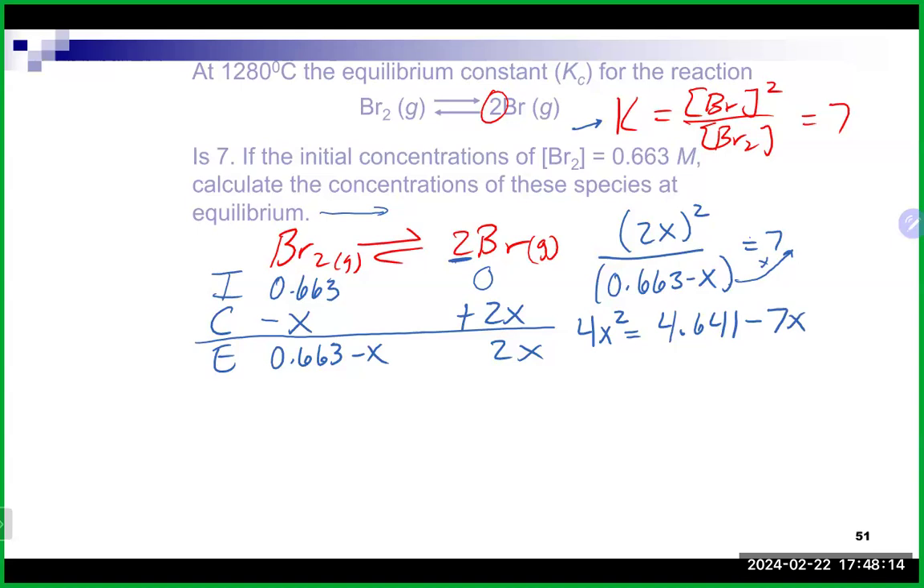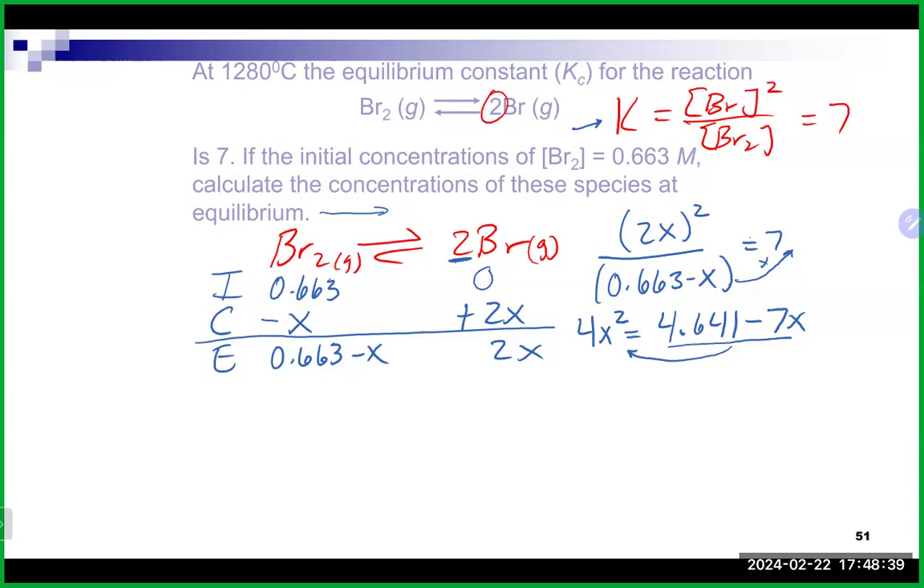So typically what we want to do is move everybody to the same side of the equal sign and set it equal to 0. It truly doesn't matter which way you go, but most people will keep the x squared positive. So with that being said, I'm going to take everything on this side and move it to the other side, which means I'm going to subtract the 4.641 and add the 7x.